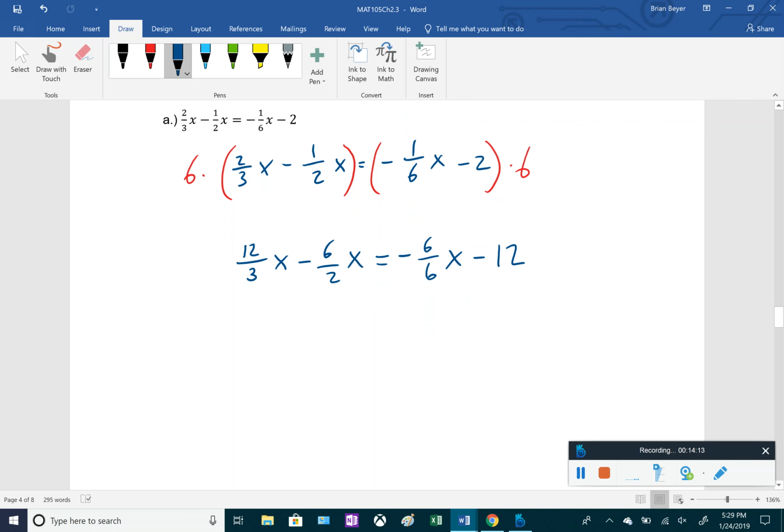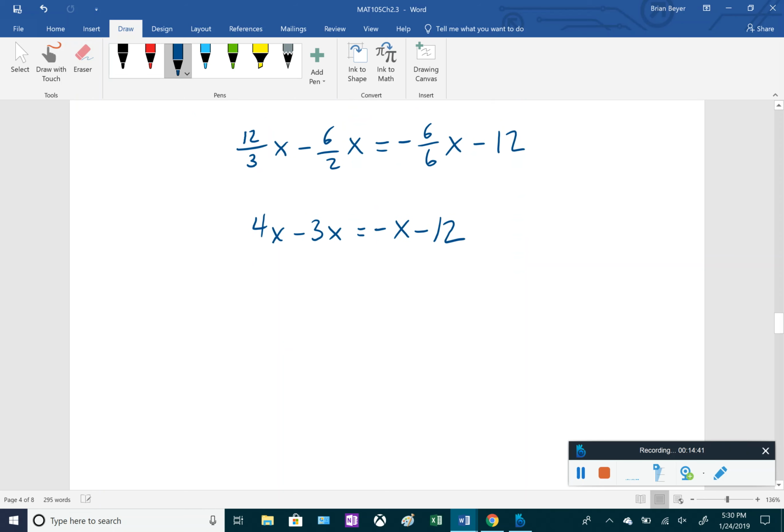Now we can simplify each fraction. 12 over 3 is 4. 6 over 2 is 3. Negative 6 over 6 is negative 1, so just negative x. And then minus that 12. So when you multiply by the least common denominator, every denominator cancels to just 1. So we're not dealing with fractions anymore, so it's a little bit nicer.